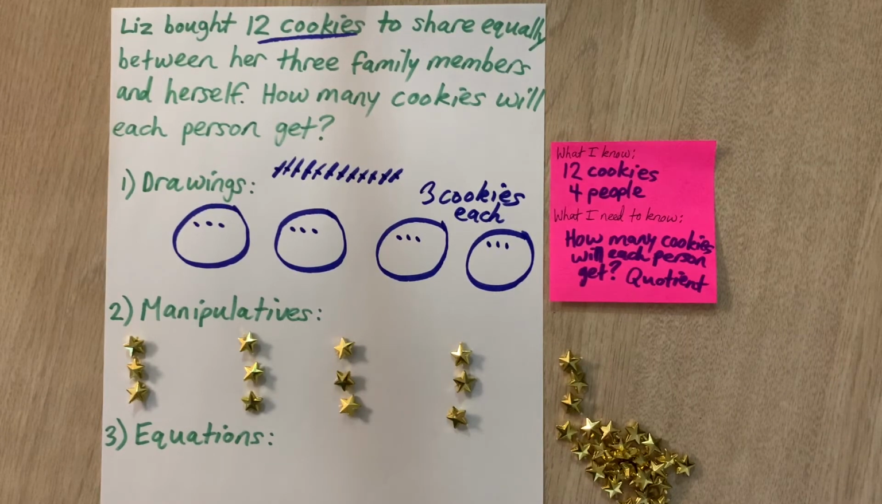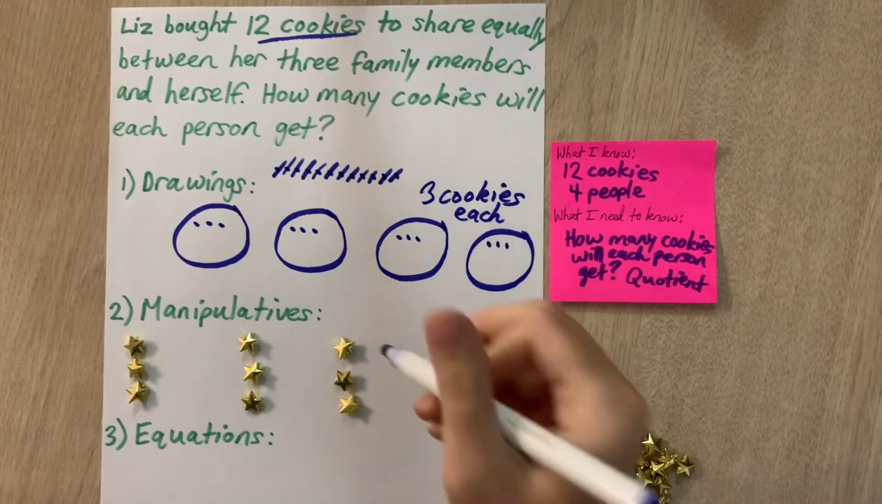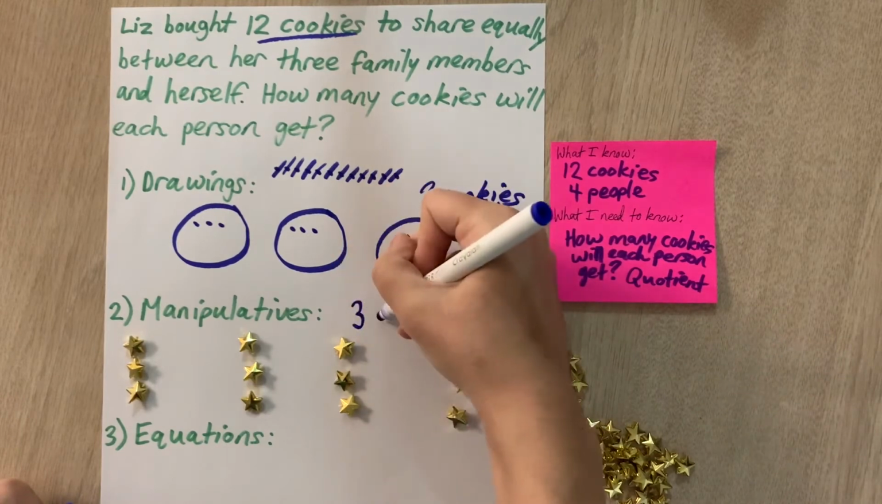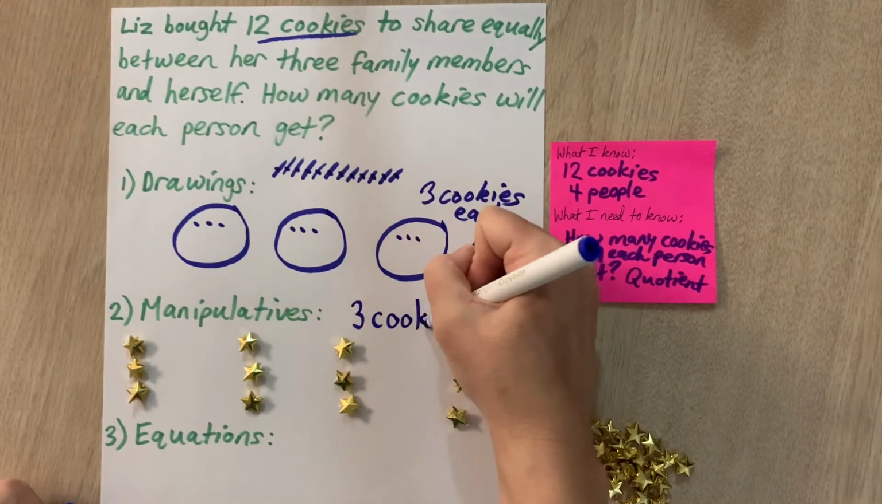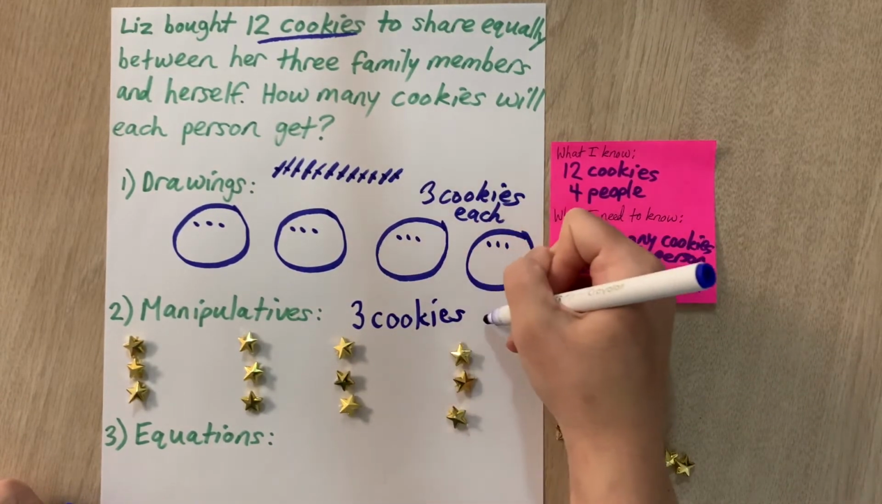So in other words, each person will get 3 cookies. Regardless of which pile they choose, they'll still end up with 3 cookies. So again, we'll write 3 cookies each. Each person will get 3 cookies.